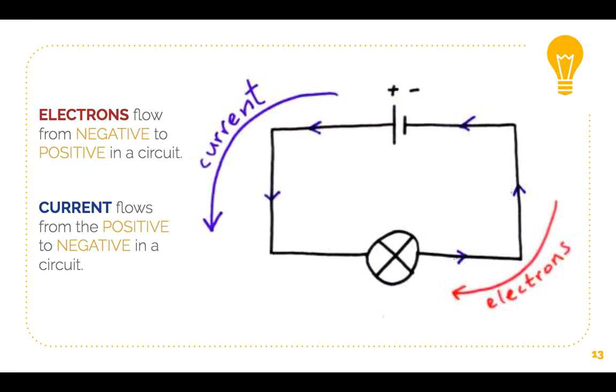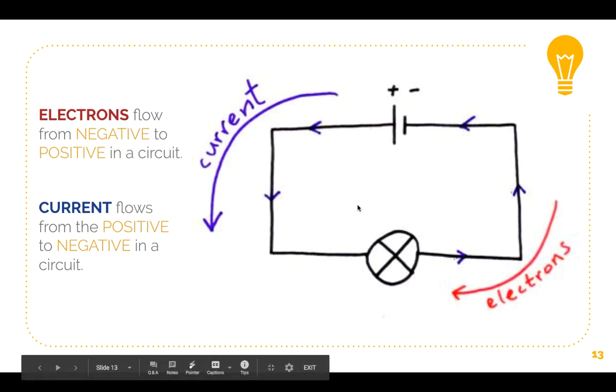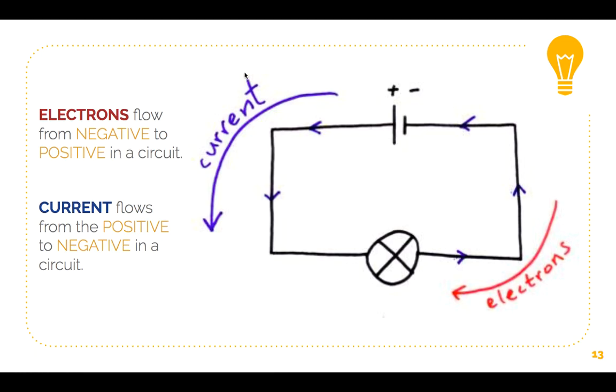We said in the beginning of this presentation that electrons flow from negative to positive in a circuit. So electrons flow from negative to positive, but current flows opposite. Current is flowing from the positive side of a circuit to the negative side of the circuit. You always kind of want to remember that this is opposite, especially once we get into calculating current and drawing some of these schematic diagrams in the future.